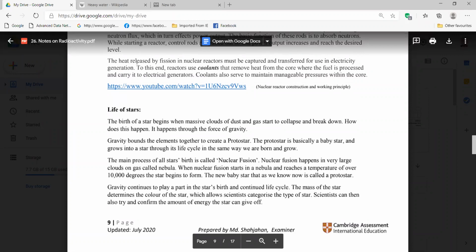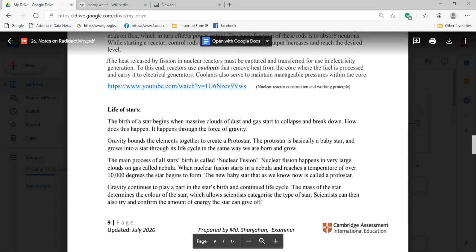The heat released by fission in nuclear reactors must be captured and transferred for use in electricity generation. To this end, reactors use coolants that remove heat from the core where the fuel is processed and carry it to electrical generators. Coolants also serve to maintain manageable pressures within the core.